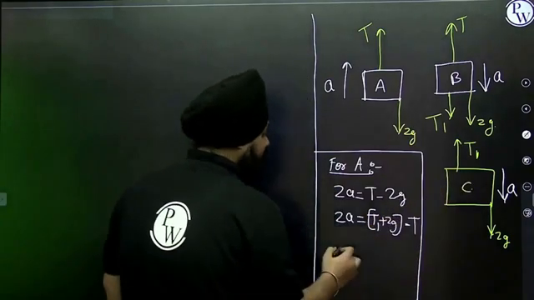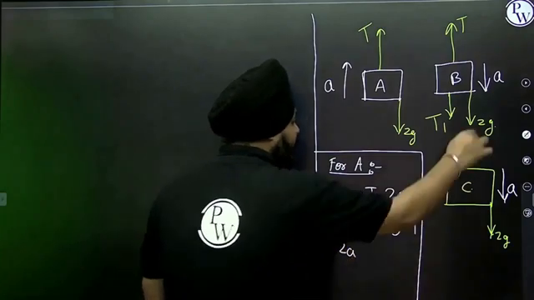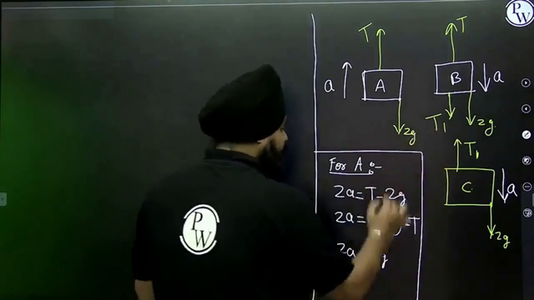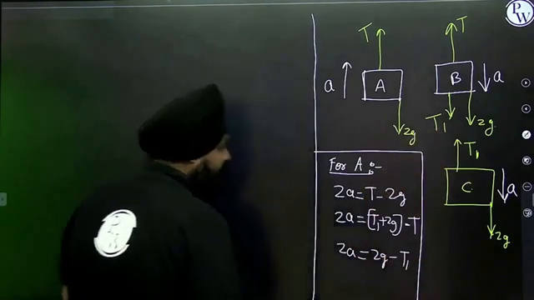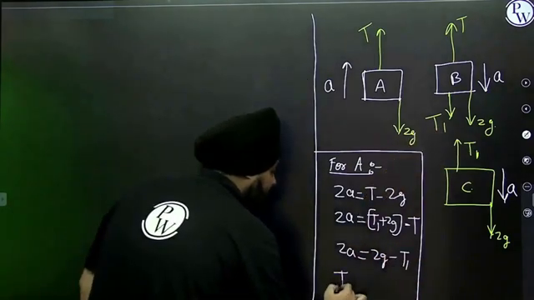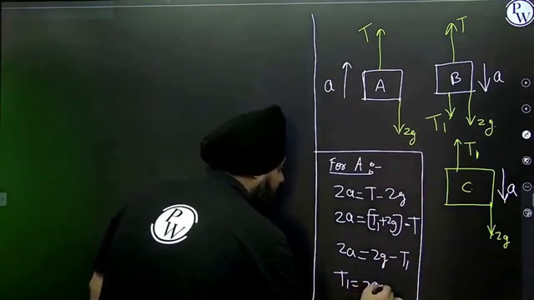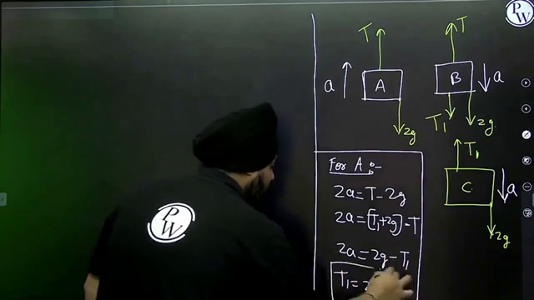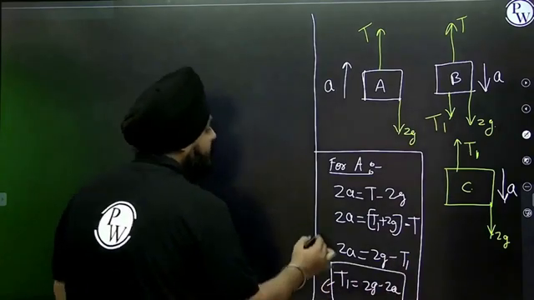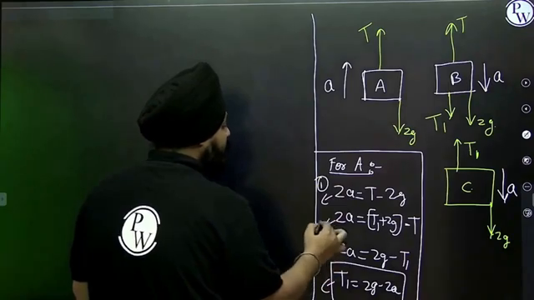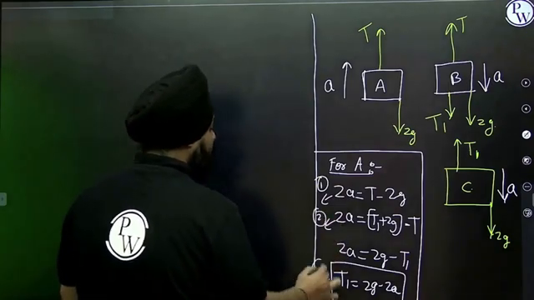Similarly for this one, mass 2 kg. In the direction of the force, we have 2g minus T1. So can I write T1 equal to 2g minus 2a? Can I consider this as equation number 1, this as equation number 2, and this as equation number 3?